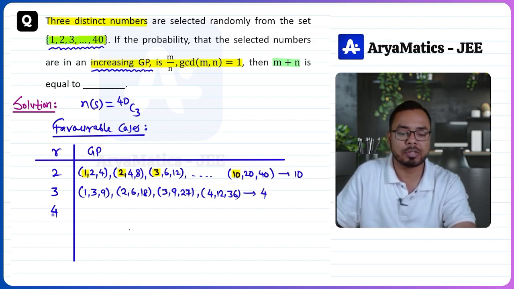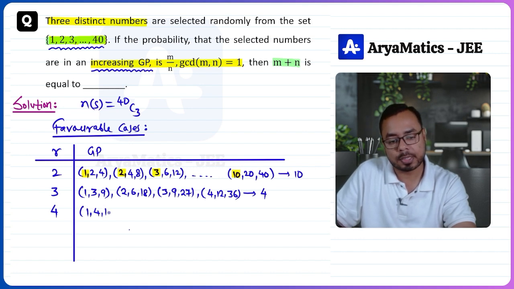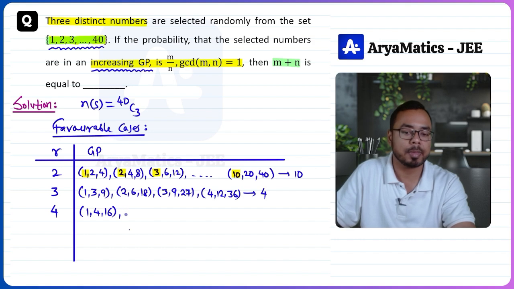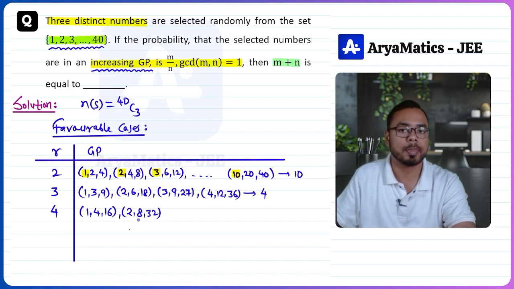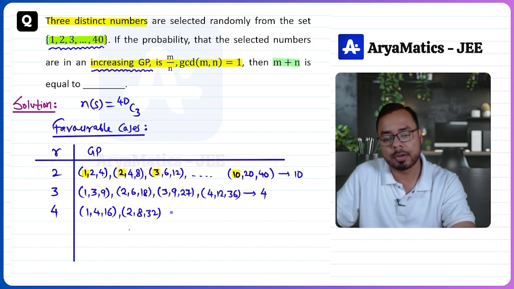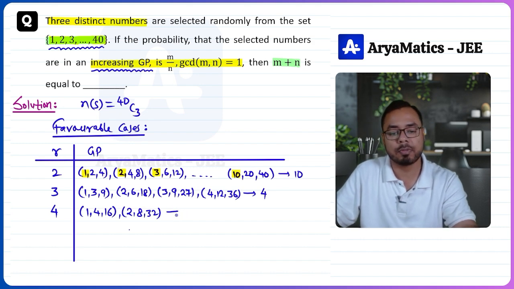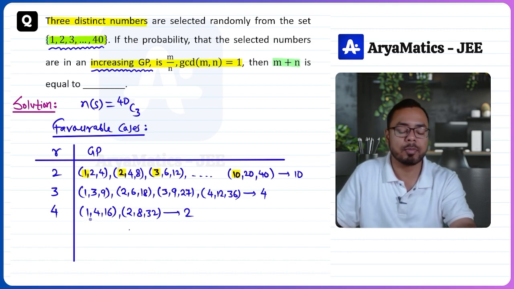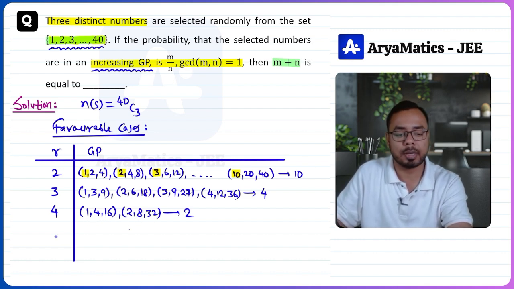Similarly, if I take common ratio 4, then we'll get 1, 4, 16. This is one possibility. If the first term is 2, then we can have 2, 4 into 2, 8, 8 into 4, 32. And if I take 3, then we'll get 3, sorry, 3 and then 12 and then 48. So again bigger than this number. So there are only two GP with common ratio of 4. These are the two GP: first term 1, then 4 and 16, or 2, 8, 32.